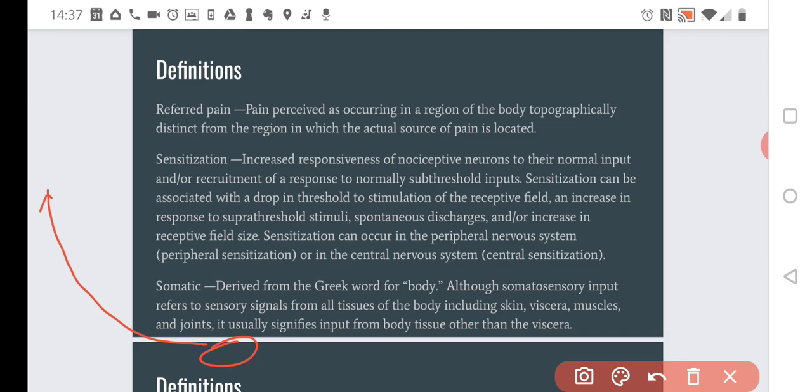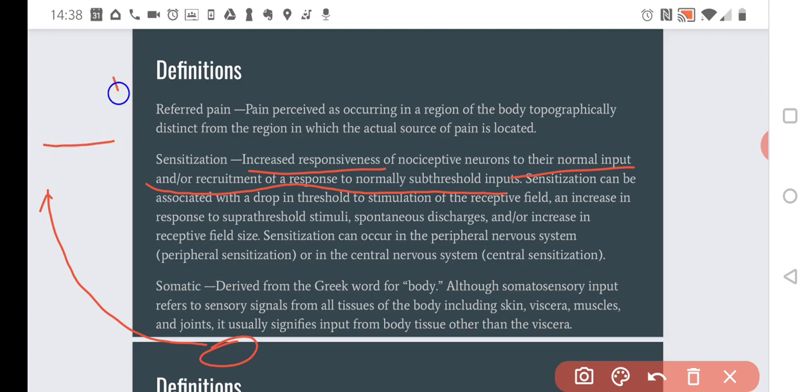Yes. So sensitization is when those neurons are increasingly likely to send the information that something is painful. So it's increased responsiveness. So this is an increased likelihood to pass such information to the normal input, and the recruitment of a response to normally sub-threshold impulse. What does it mean that something is a sub-threshold impulse?